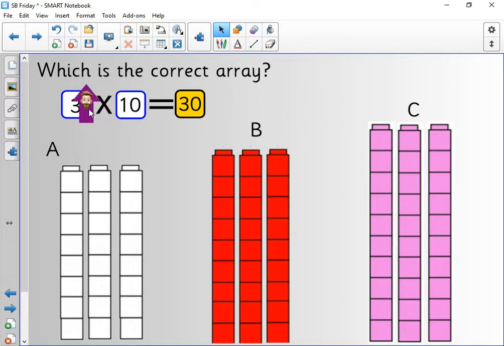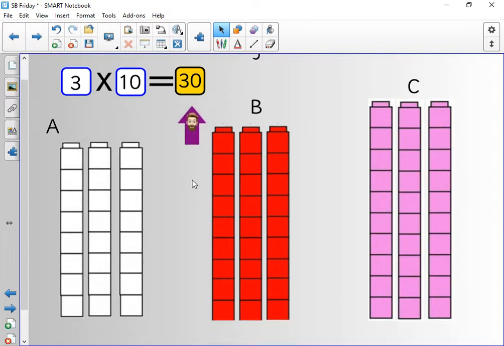Okay, which is the correct array? 3 multiplied by 10 equals 30. So which array shows 3 groups of 10? Do you know the answer? Have you had a good look? Let's find out.